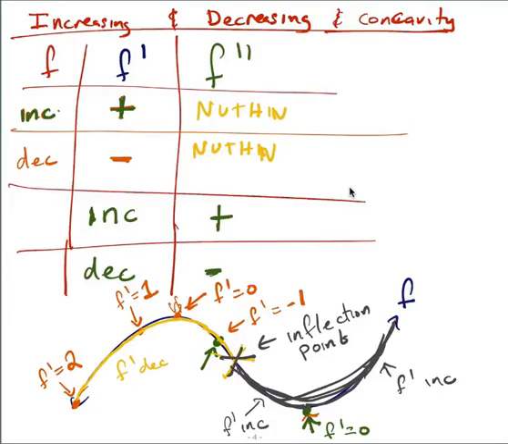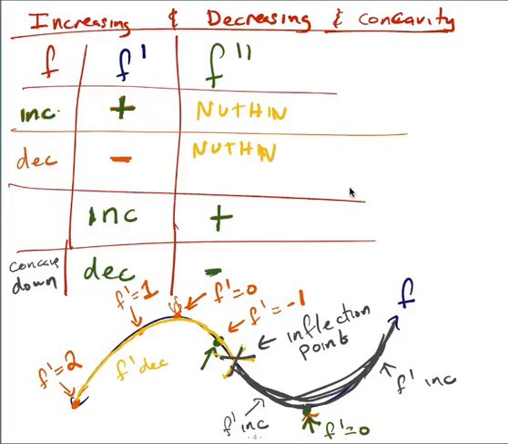What do you notice? What's the difference between the original function in the two different sections, the yellow and the gray? Notice in the yellow, where the derivative is decreasing, the function is what? Well, it's increasing then decreasing, but what other characteristic does it have? Its concavity is different, right?